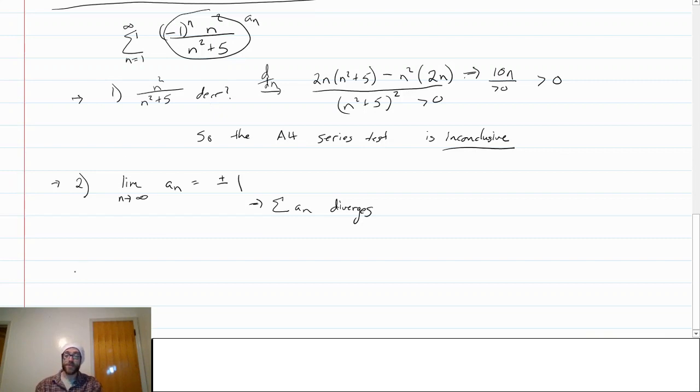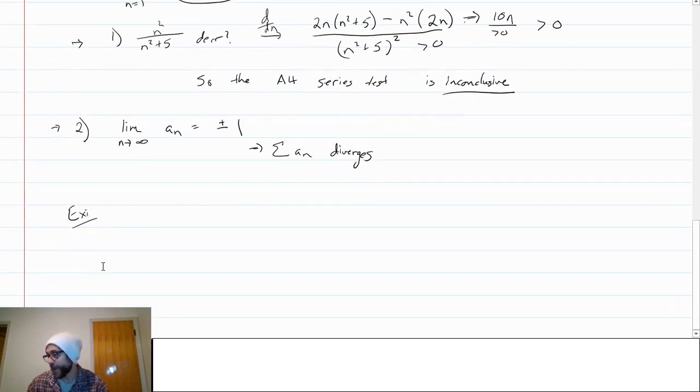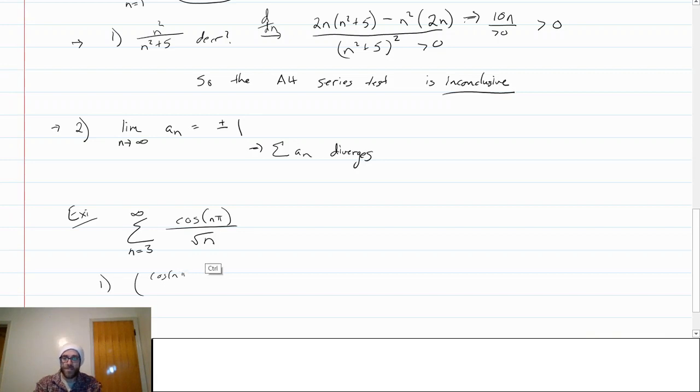All right, so let's look at one more example. For that example, we're going to take a look at the series cosine of n pi over the square root of n, and we can sum from, let's say, 3 to infinity. Okay, so let's look at if it's decreasing or not. Cosine of n pi is actually our alternator, right? So this is our alternating part.